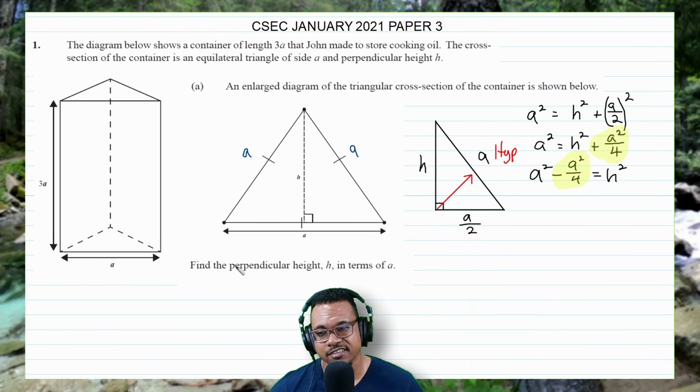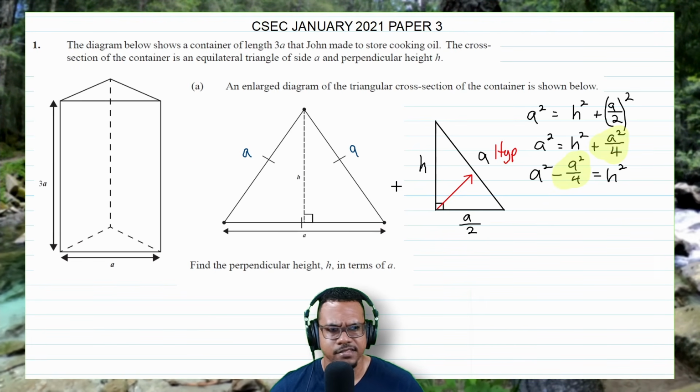Now the question asks us to write the perpendicular height h in terms of A. Right now we have h squared in terms of A. Now what I need to do is take the square root of this left-hand side, to get rid of the square on the right-hand side. Now before I take the square root on this side, what I can do is simplify this a little bit.